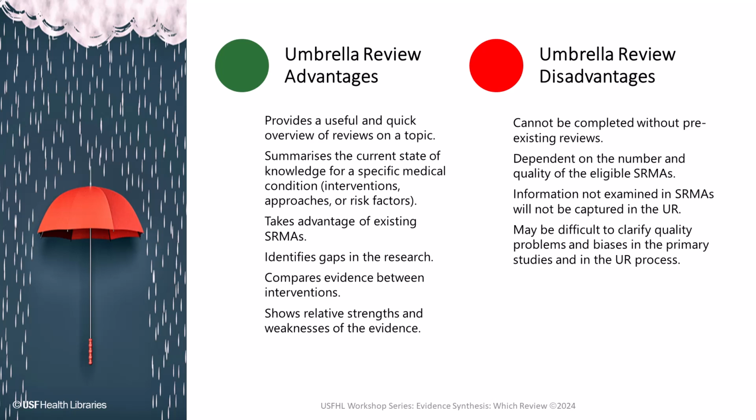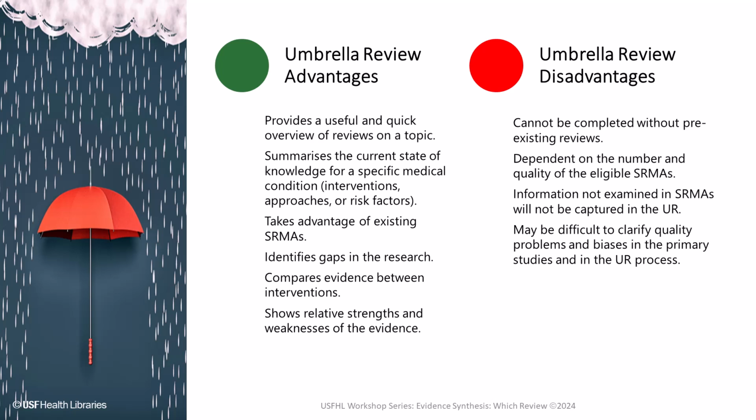By using existing systematic reviews and meta-analyses, umbrella reviews can also identify gaps in the research. Since they compare evidence between interventions, umbrella reviews provide an overview of study quality, effect sizes, uncertainty, heterogeneity, and bias across an area, as well as illustrating relative strengths and weaknesses of the evidence.